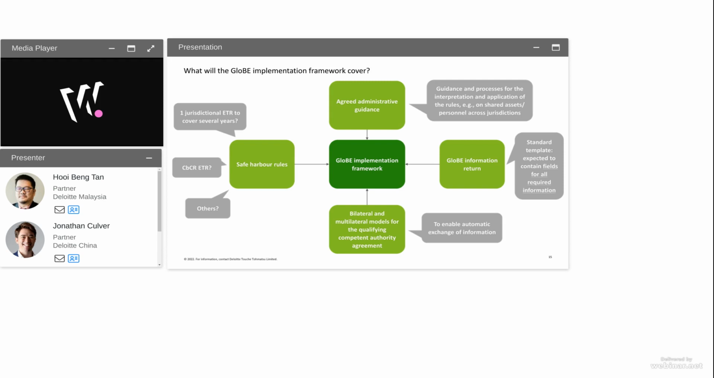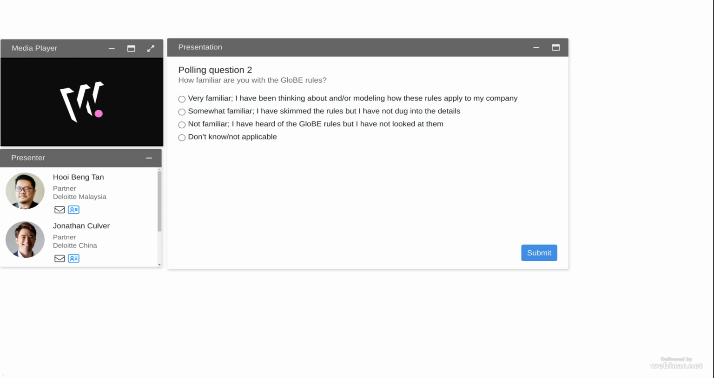Right, so let's move on to the next slide. Okay, actually this brings us to polling question number 2. So let me just read out these questions. How familiar are you with the GloBE rules? The answers will be: option 1, very familiar, I've been thinking about it and modeling how these rules apply to my company. Somewhat familiar, I've skimmed the rules, but I've not dug into the details. Not familiar, I've heard of the GloBE rules, but I've not looked at them. I don't know or not applicable. So very nice questions with all the practical options.